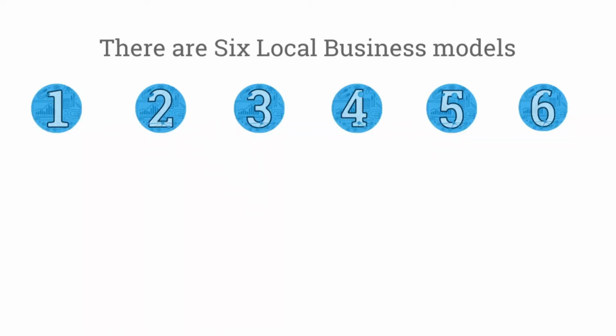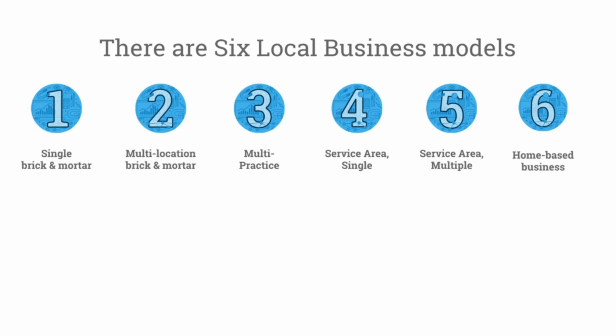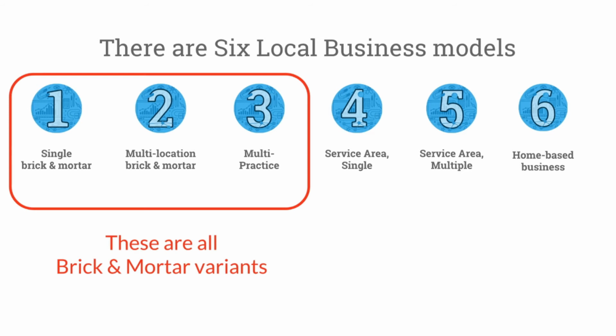There are 6 local business models: single brick and mortar, multi-location brick and mortar, multi-practice, service area with 1 location, service area with multiple locations, and home-based businesses. These 3, the single brick and mortar, multi-location brick and mortar, and multi-practice, are 3 brick and mortar variants.